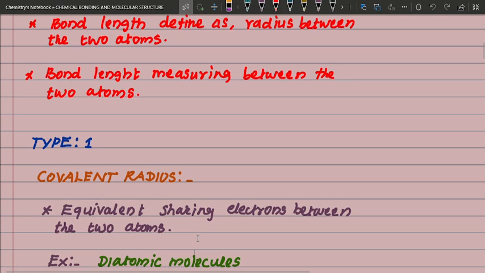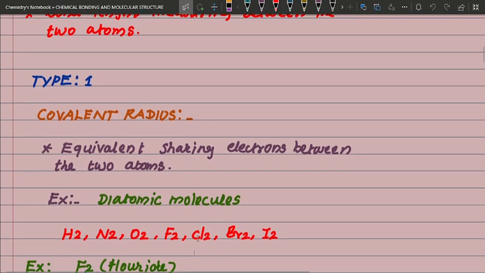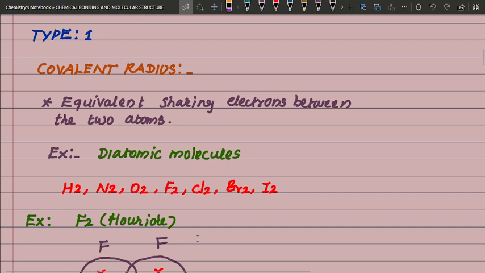Type 1: covalent radius. Equal sharing of the electron between the two atoms. For example, diatomic molecules. We know the diatomic molecules H2, N2, O2, F2, Cl2, Br2, I2. These types of diatomic molecules occur naturally.